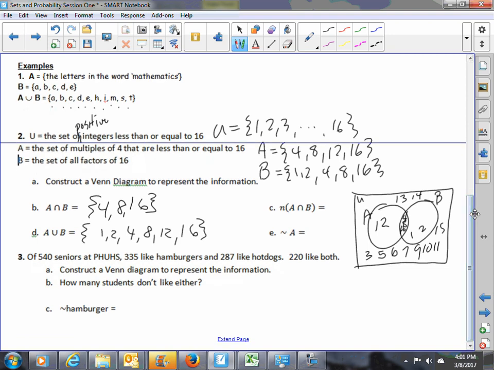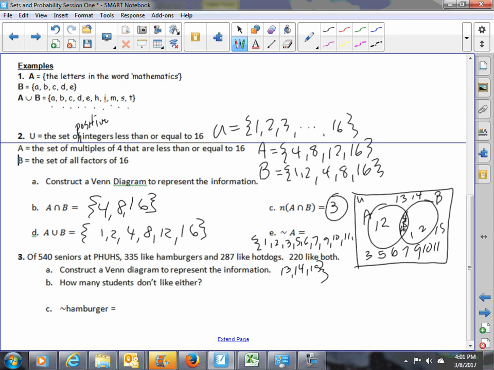C, the number of elements in A intersect B would be 3. What we're doing here is we're counting how many elements there are. And not A would be 1, 2, 3, 5, 6, 7, 9, 10, 11, 13, 14, and 15, or the complement of A. So, there you go.